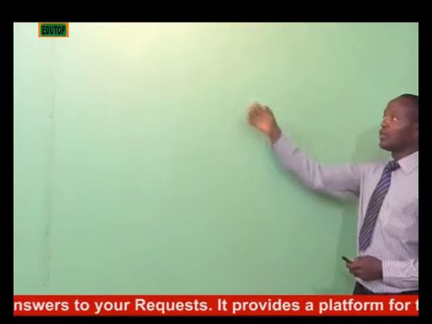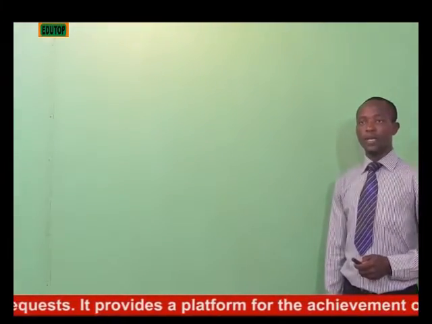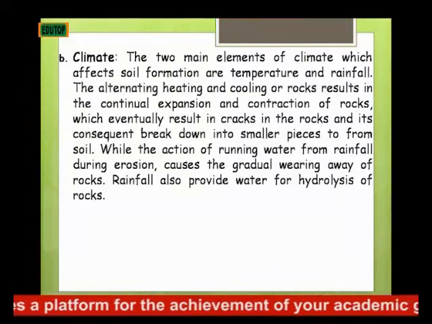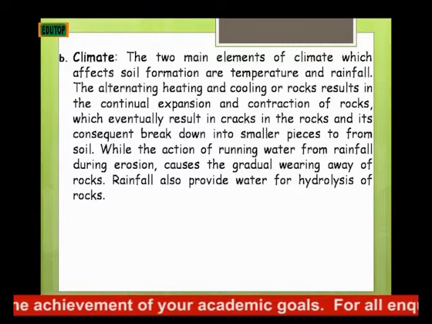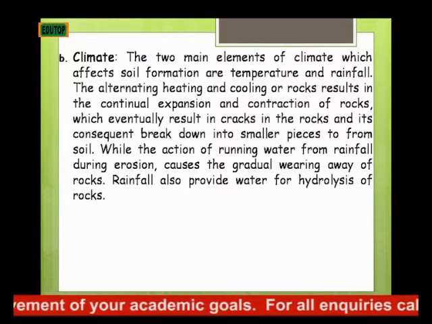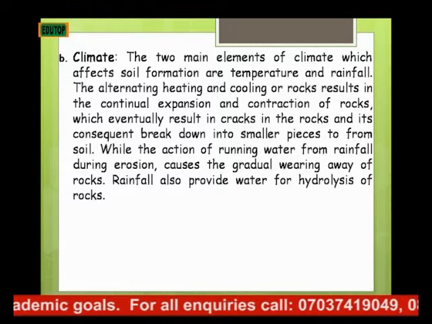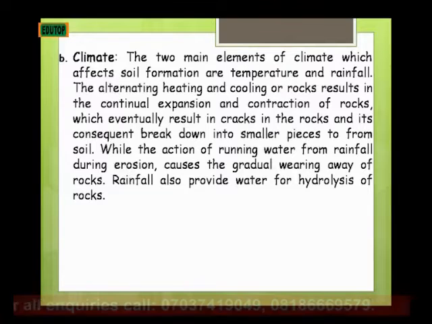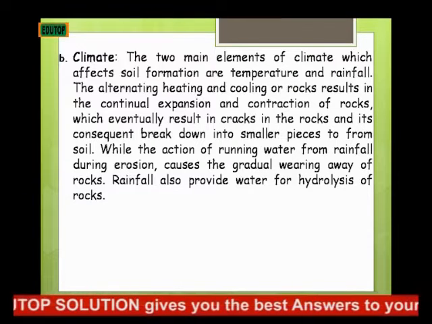Now we're looking at the second factor that influences soil formation, which is climate. The two main elements of climate which affect soil formation are temperature and rainfall. The alternating heating and cooling of rocks results in the continual expansion and contraction of rocks, which eventually results in cracks in the rocks and their consequent breakdown into smaller pieces to form soil.